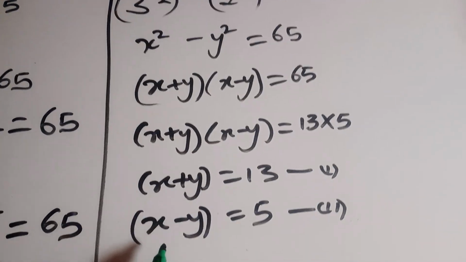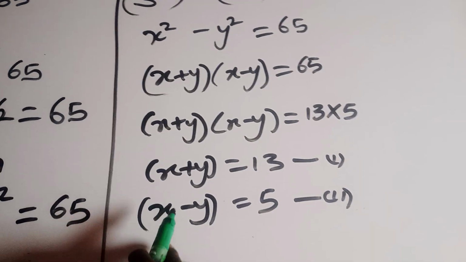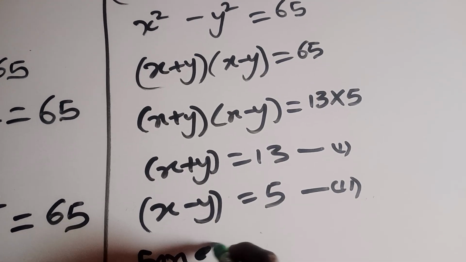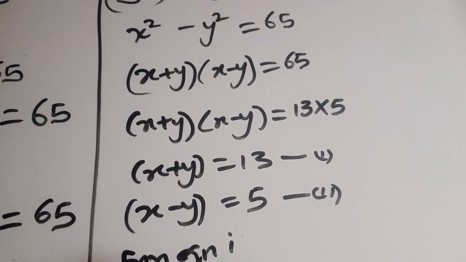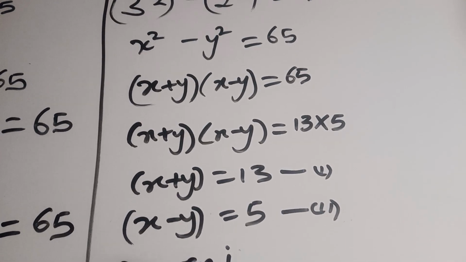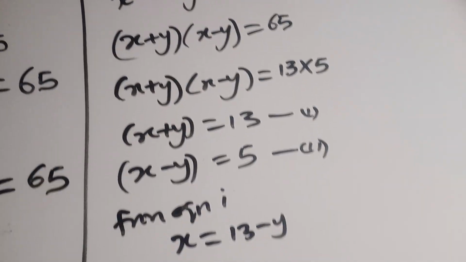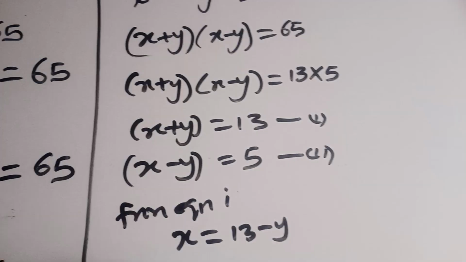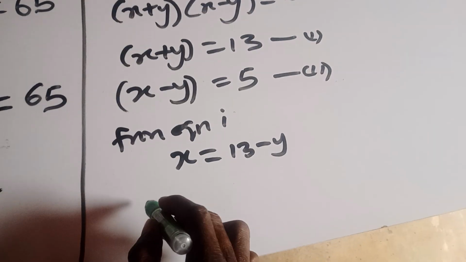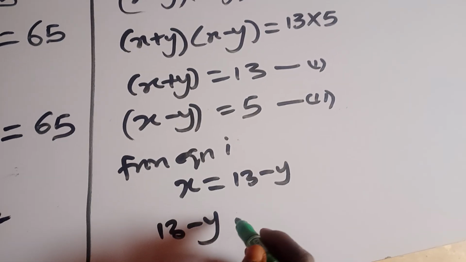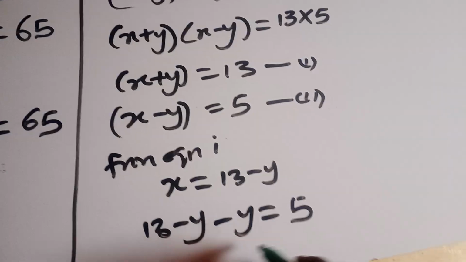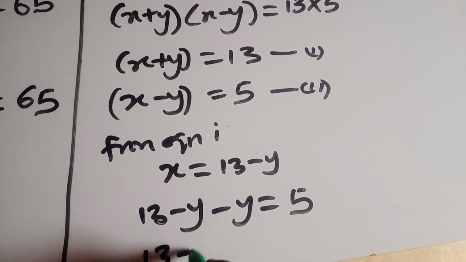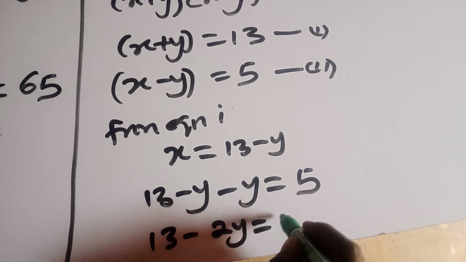So I like the substitution method. I will use the substitution method to solve for the value of x and y. From my equation 1, my x will be equal to 13 minus y. So whenever I see x in equation 2, I will substitute 13 minus y. Equation 2 is x minus y, so instead of x, I will put 13 minus y is equal to 5 from equation 2. Therefore, 13 minus 2y will be equal to 5.